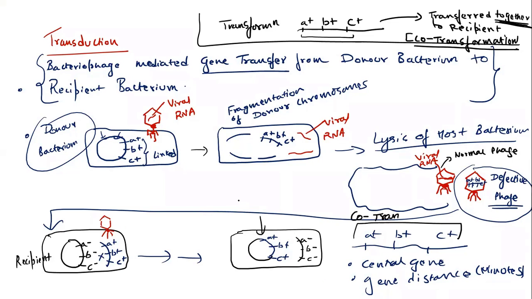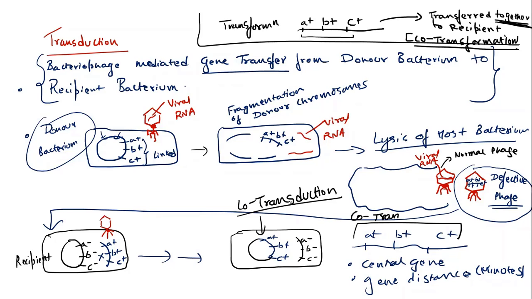Co-transduction, right? Since they have been transferred together, this event is called co-transduction. Such terms would be coming in the numericals, right? Are you clear with this term? You cannot use such words for conjugation, right? In conjugation, the transfer is happening step by step, right? Exactly, the genes are getting transferred from F plus to F negative.